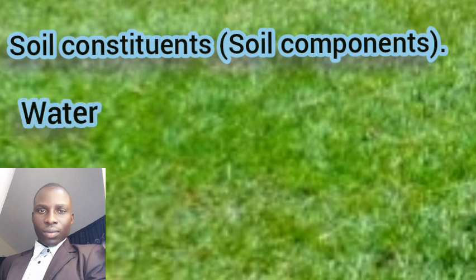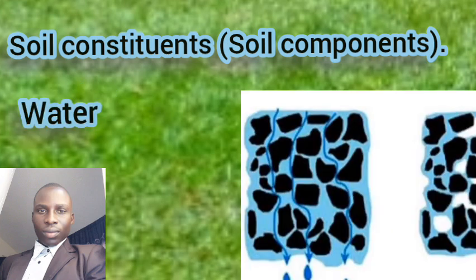Next is water. Water in the soil is mainly derived from rainfall and varies from dry in desert to waterlogged in equatorial regions. Water moves downward in the soil by infiltration and to the sublayer by percolation, while it moves upward to the surface by capillarity.